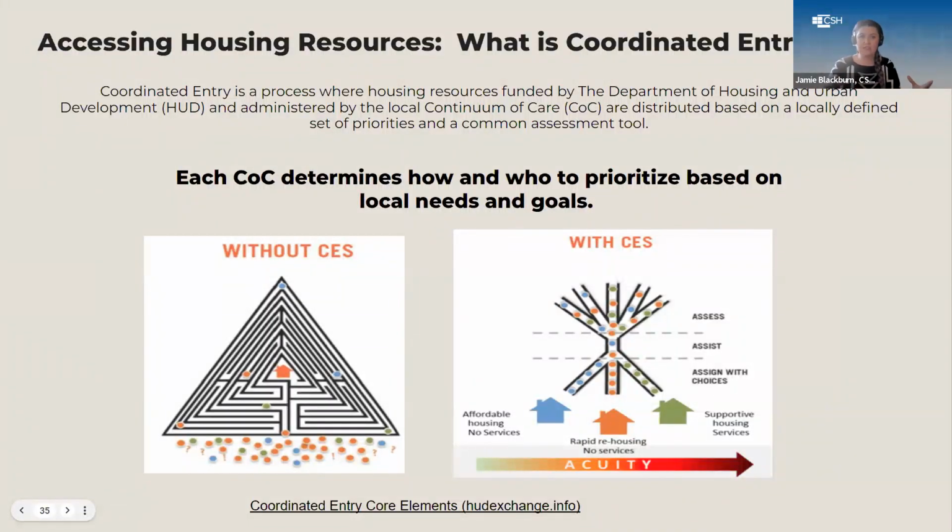So certain agencies will make referrals, you do the assessment, and then you get placed on the by name waiting list to divvy up those resources. Each COC gets to determine for itself who and how they prioritize. Some communities will say, we want to prioritize homeless veterans or homeless seniors or homeless families with children. HUD does not dictate that. The individual COC decides collectively how they want to prioritize.